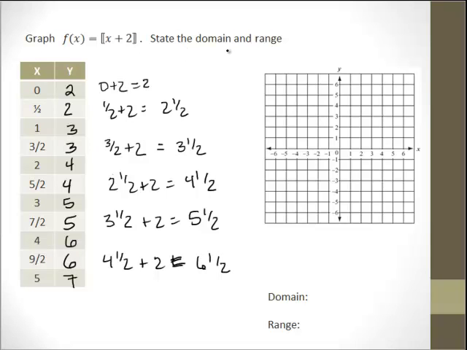Now this function is not limited in the domain, so we need to plot the entire function. So we have 0, 2, that's the beginning this time. We have 1/2, 2, then we have 1, 3. So just based on that first little step, we know what this function is going to look like. Closed, open, closed, open, closed, open, closed, open, just like that.